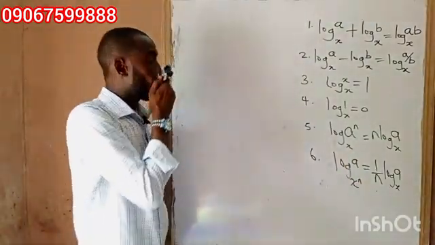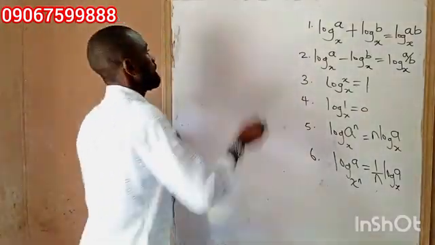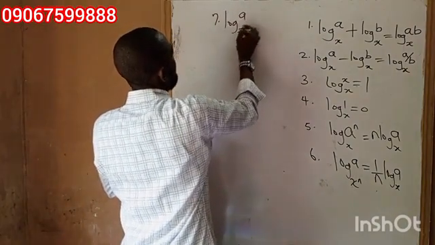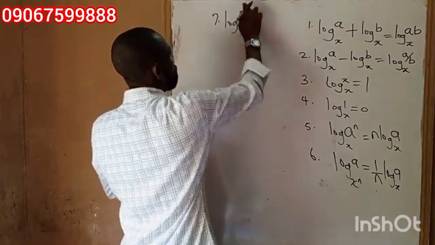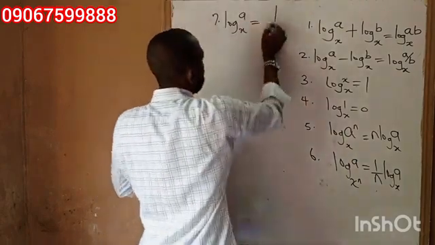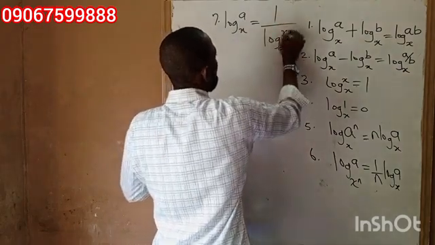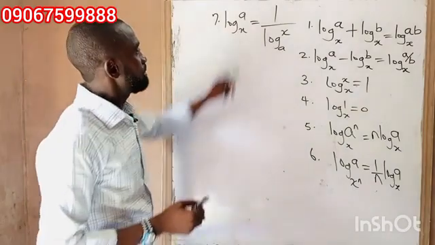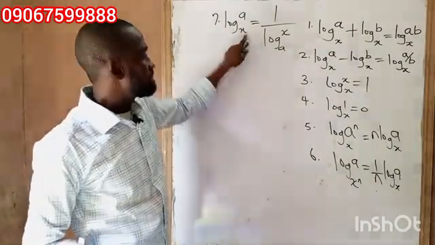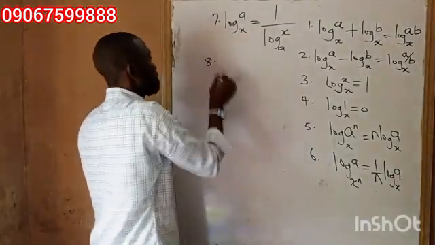So let's go to the seventh law. The seventh law is what we call the reciprocal law. If I have log of a base x, and I want this one to come down, the number to be the base, and the s to be here, I will just put 1 over log of s base a. We call this the reciprocal law. So you see, a has turned to the base, and this s, which was the base, has become the number.